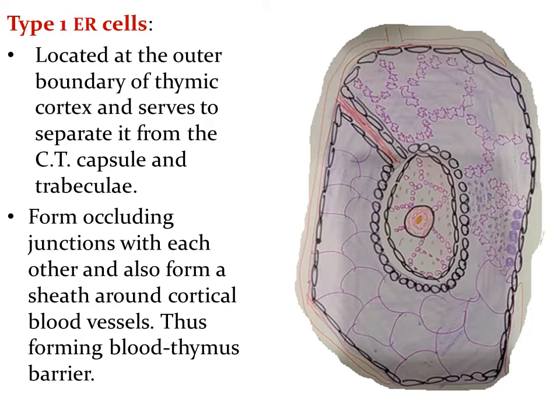The junctions between them are called occluding junctions. The trabeculae have arterioles which are further divided into capillaries, giving branches toward the cortex and the medulla. The lymphocytes which are being educated here in the cortex should be separated from and protected from the antigens which are coming to the thymus through the blood.